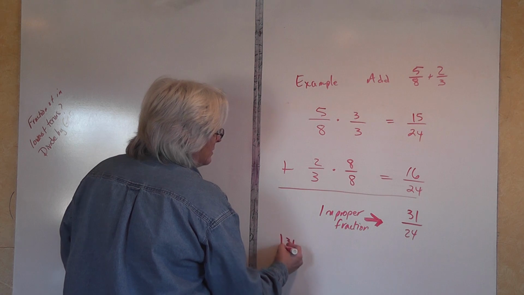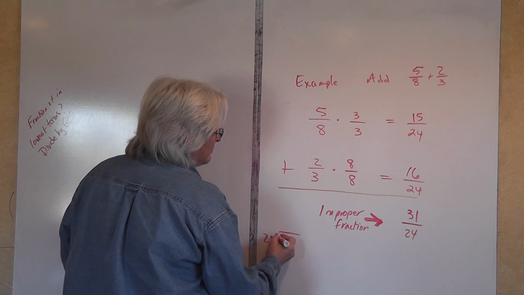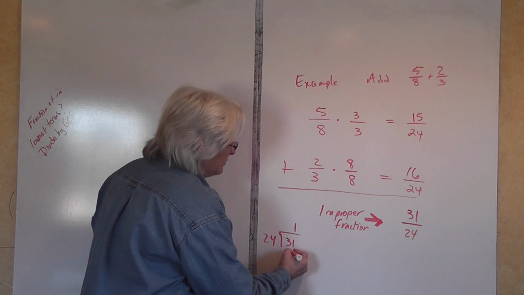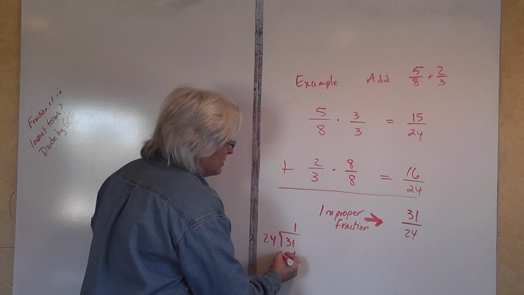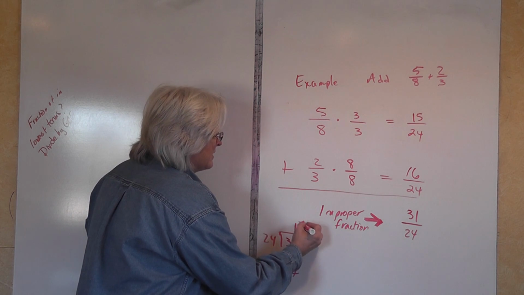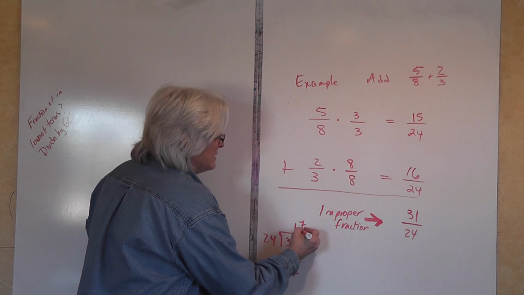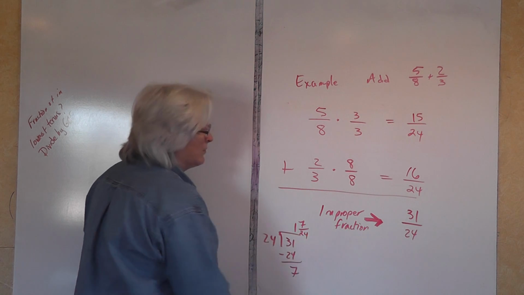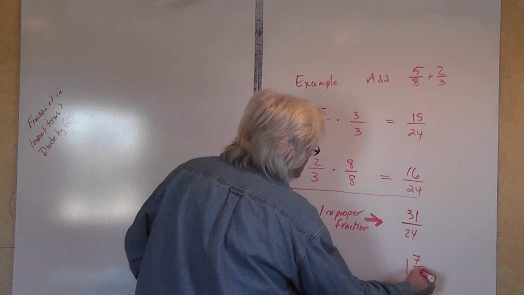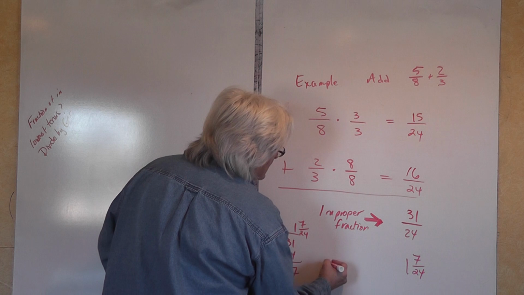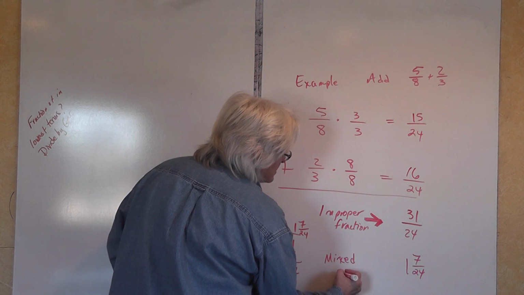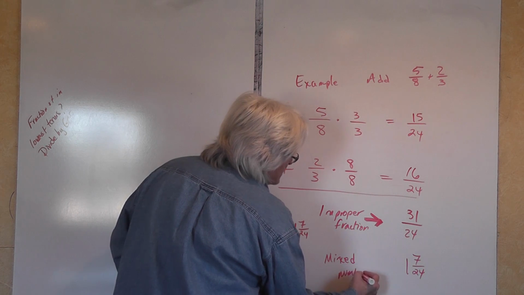31 divided by 24. We can count 1, 24. 1 times 24 is 24. 31 minus 24 is 7. Write that as a fractional remainder. 1 7/24. So the answer that your text is looking for is 1 7/24, a mixed number.